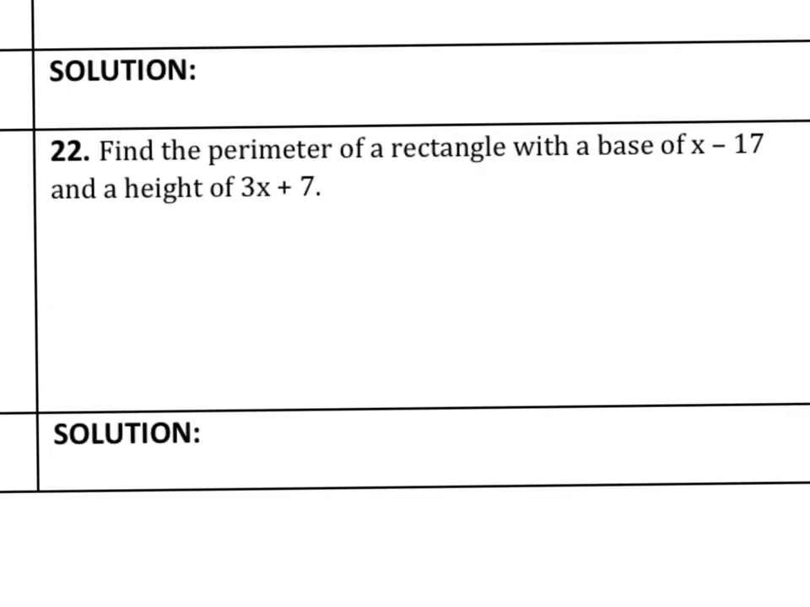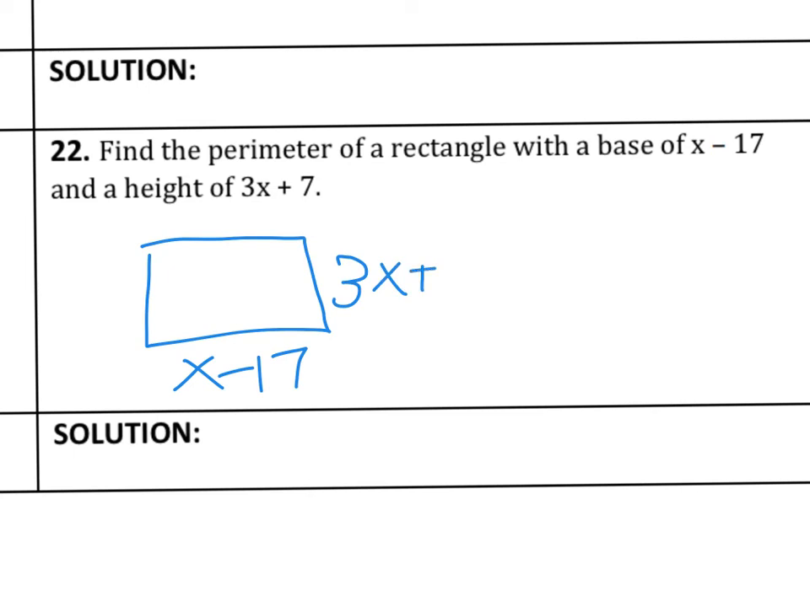Alright, number 22 asks me to find a perimeter of a rectangle, so I always like to draw whatever they're describing. It has a base of x minus 17 and a height of 3x plus 7. So I have to remember what perimeter means, and that means I'm going to add up all 4 of my sides. So I know if this side is 3x plus 7, then this side over here has to be 3x plus 7, and if this is x minus 17, then this up here has to be x minus 17 as well.